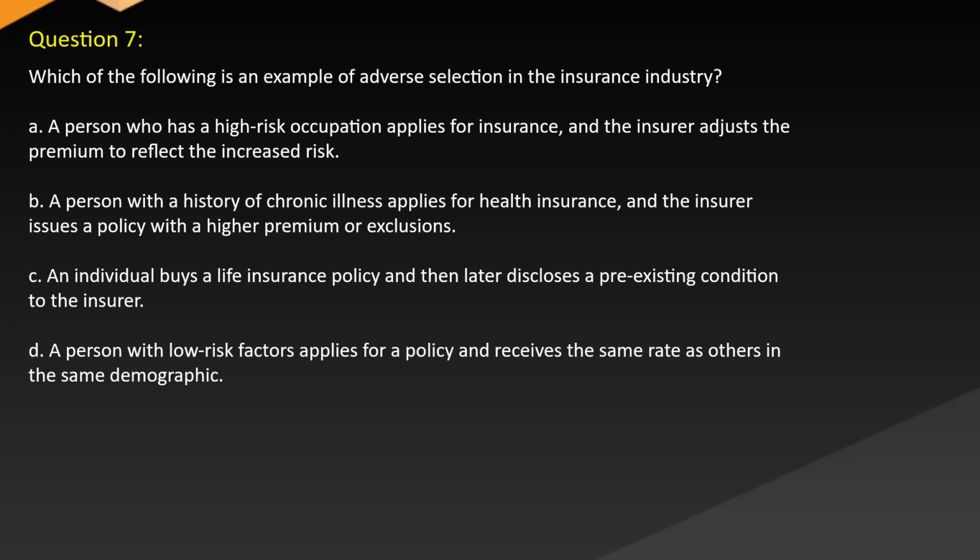A. A person who has a high-risk occupation applies for insurance and the insurer adjusts the premium to reflect the increased risk. B. A person with a history of chronic illness applies for health insurance and the insurer issues a policy with a higher premium or exclusions. C. An individual buys a life insurance policy and then later discloses a pre-existing condition to the insurer. D. A person with low risk factors applies for a policy and receives the same rate as others in the same demographic.